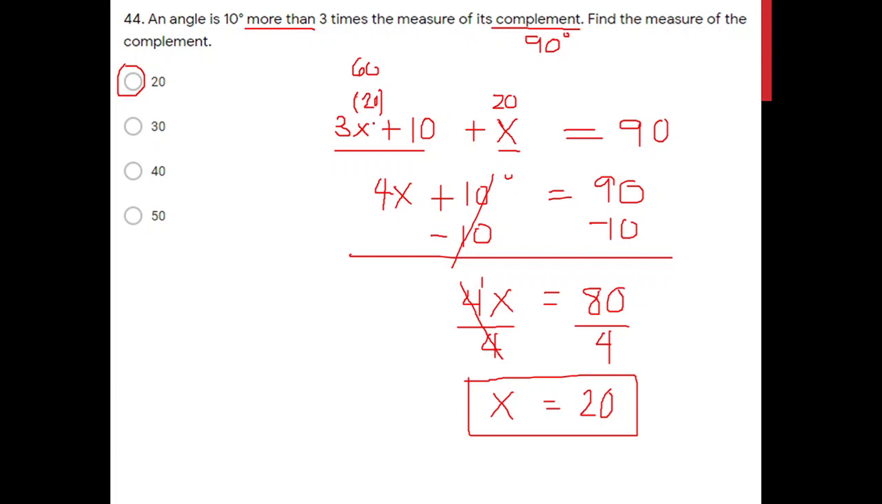So please be careful when you transform a statement into a mathematical form. Again, if the word being used is more than, the number before this word falls on the last term, the second term. And usually times refers to 3 times or 3x or any variable.